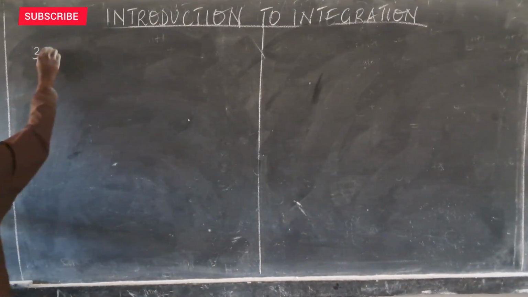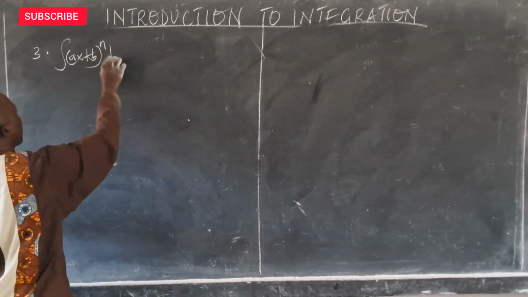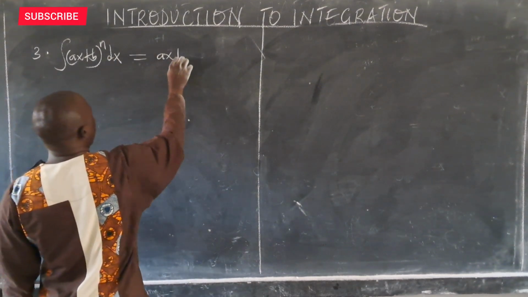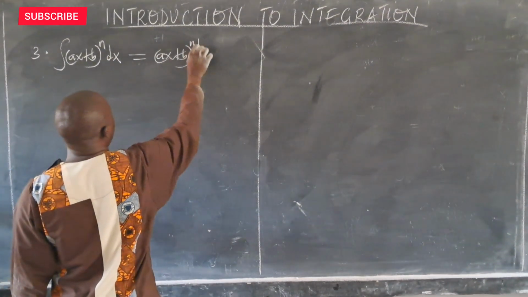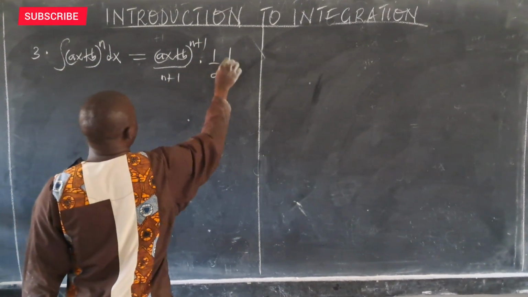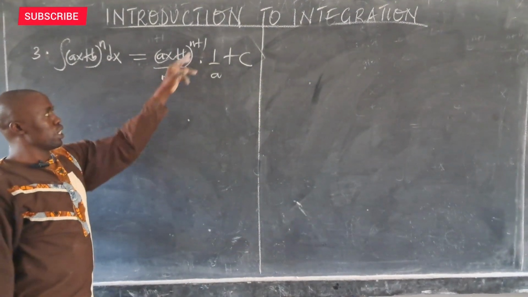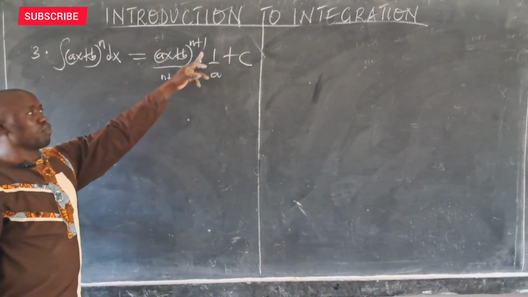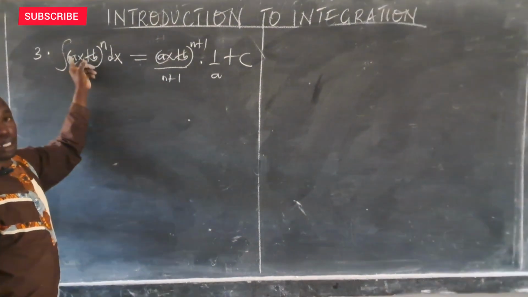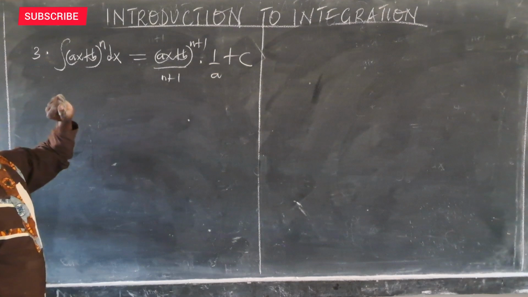Let's look at the third form. We are assuming we're integrating (ax plus b) to the power n dx. So that becomes (ax plus b) to the power n plus 1 over n plus 1, times 1 over a, plus c. What do we mean? That you raise the power by 1, then divide by the result, then divide by the derivative of this bracket here. Remember, this function should be linear. So if there is x squared, it cannot work. We shall need other methods there.